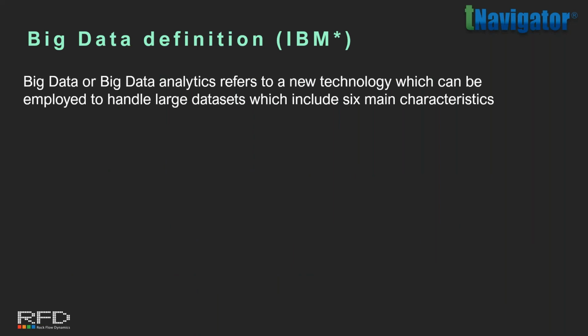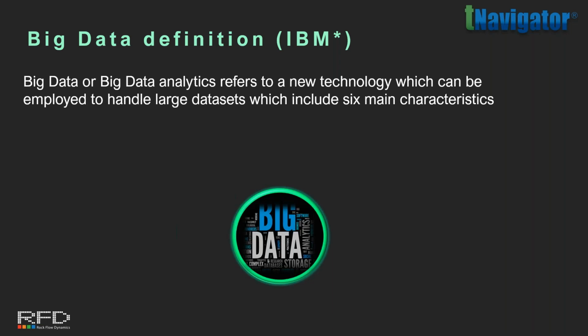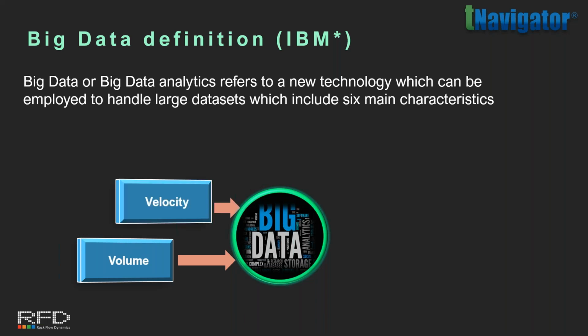So by definition, this is from IBM, one of the major computer companies in the world. Big data or big data analytics are actually new technologies that can employ big amounts of data sets. And it has these 6 main characteristics. First one is the volume. Of course, it has to involve a large amount of data sets and information. Second is the velocity. Velocity here means the speed of data generated. In the last 20 years, we have been drilling more wells, we have been shooting more seismic compared to previous times.